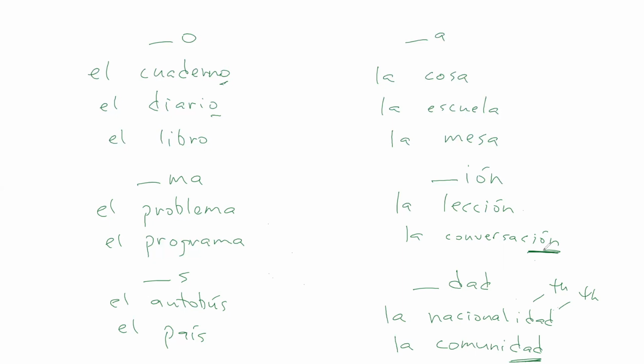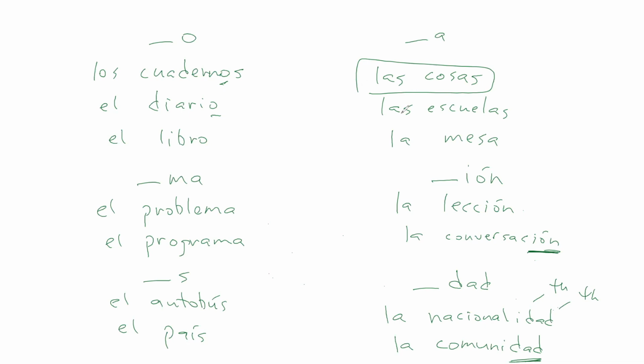Okay, as far as making things singular or plural, we can just add a couple here. If it ends in a vowel, you're just going to add an S. If we want to change cuaderno, notebook, into notebooks, we can say los cuadernos, right? We just add the S. Diario would be diarios. La cosa, over here, we can make it las cosas, right? La escuela, las escuelas, okay? So those are pretty easy.